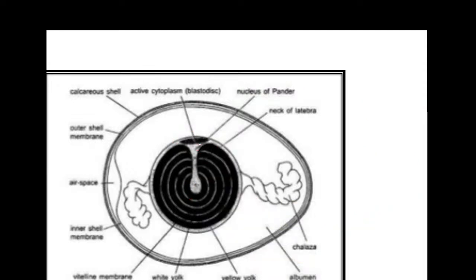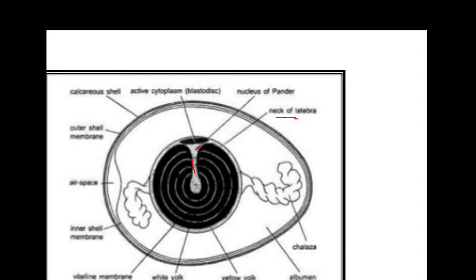This is known as the nucleus of Pander. Nucleus of Pander ന്റെ തൊട്ട് മുകളിലാണ് the blastodisk lies. Blastodisk lies just above the nucleus of Pander, and the upper part of the latibra below the disc is called the neck of latibra. This region is called the neck of latibra.